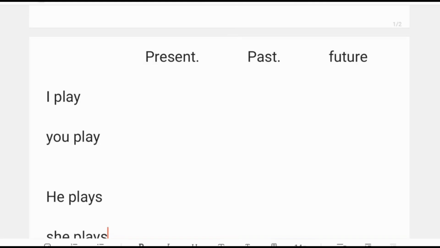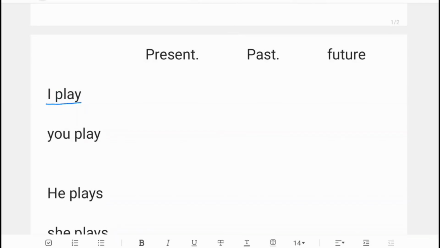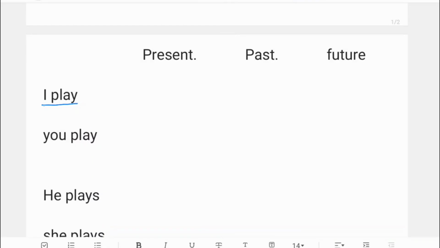Example, see the sentence: I play. Here, I is the subject and play is the first form of the verb. In present tense, I play means मैं खेलता हूँ. Here I is मैं and खेलता हूँ is the present indefinite form of the verb.